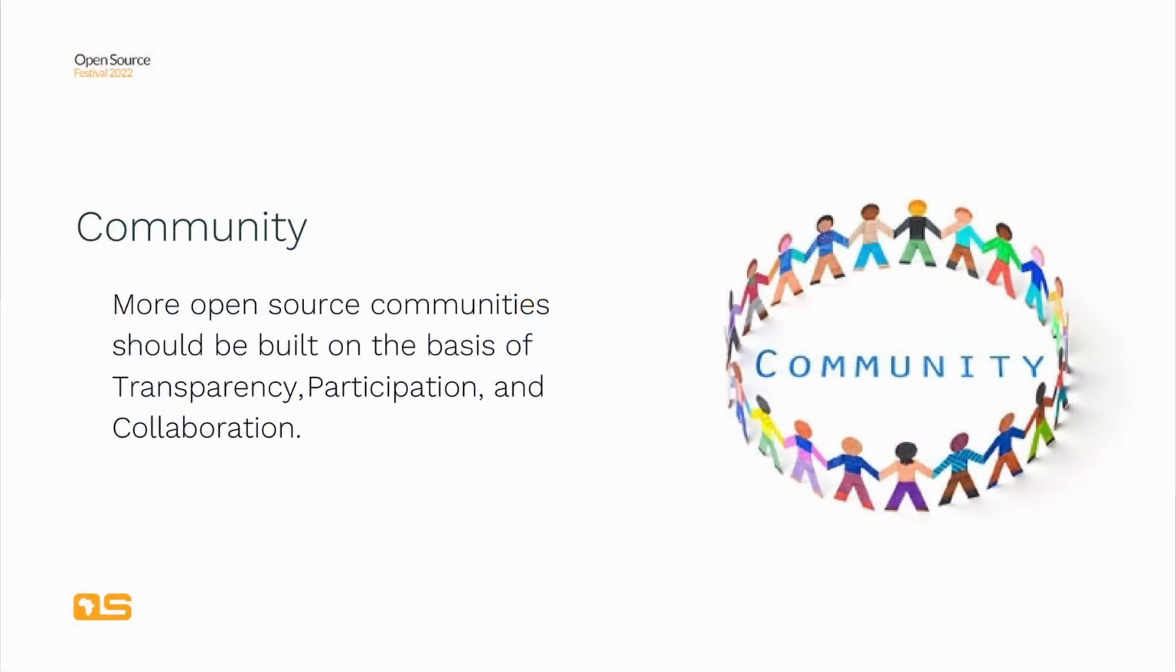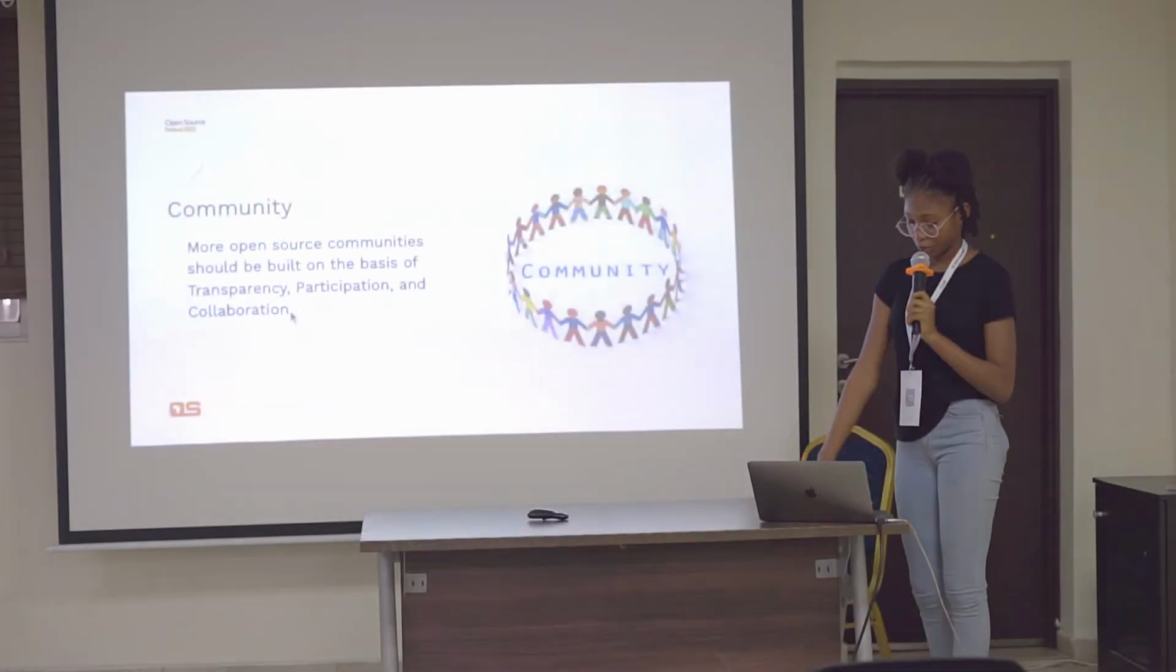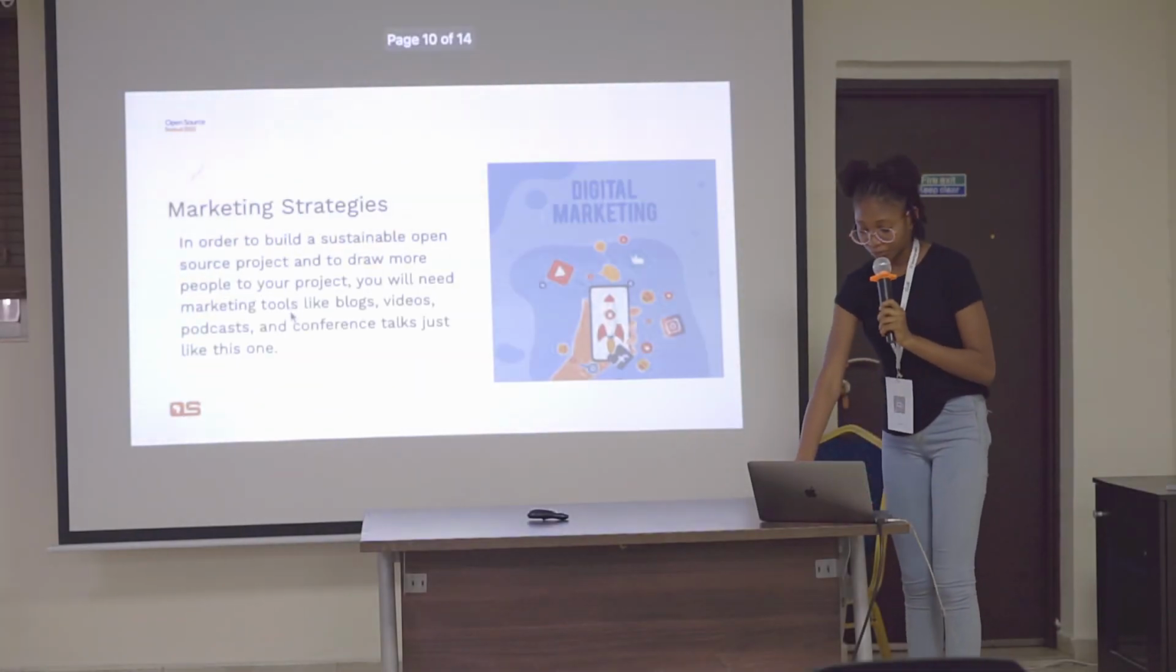Community. If you're building an open source community, it should be built on the basis of transparency. Everybody should be trusted in the community. It should be built on participation. Everybody should participate. Everybody should also collaborate with the aim of making open source projects sustainable.